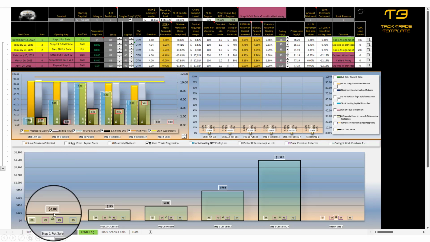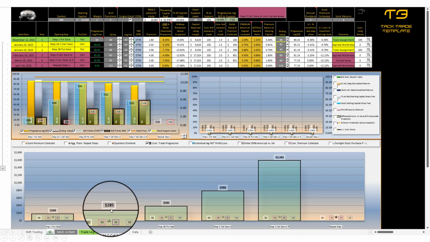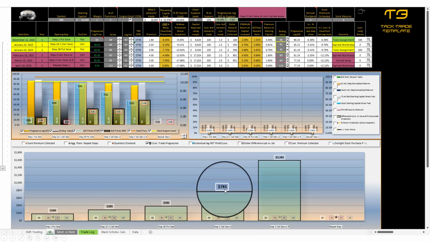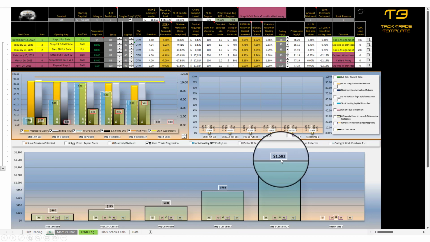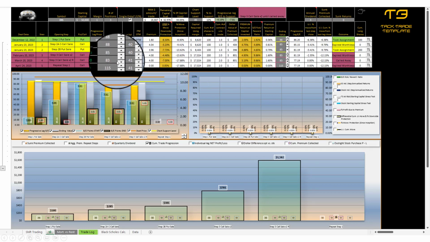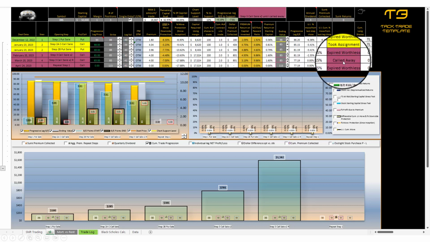And at the end of step 1, we were up 180. At the end of step 2A, we had $285. $381 at the end of step 2B put sale. In step 3, we were up $781, and of course in step 4, $1,582, and we're assuming we got called away with a closing price of, or an ending value of 83, which was the strike price that we sold at the beginning of step 4. And we have it populated correctly with called away right here.